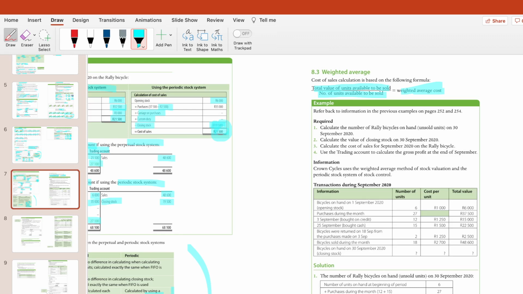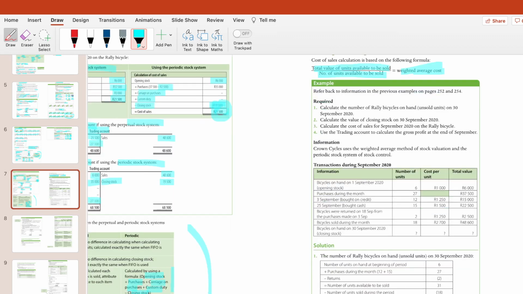So let's just refer back. We are still back on our bicycles, and now we are going to calculate the number of bicycles on hand, the unsold units, and we are calculating the value of the closing stock as well as the cost of sales. And also we are using the trading account to calculate the gross profit. So we are doing everything in one, where we did it separately in the previous examples.